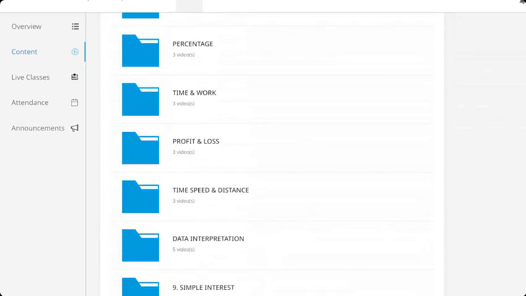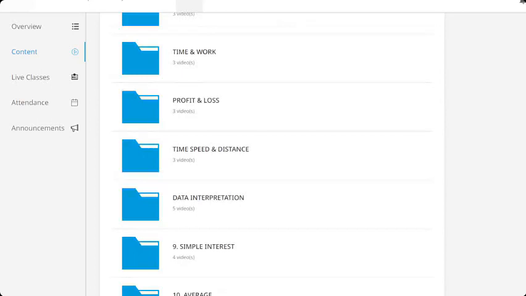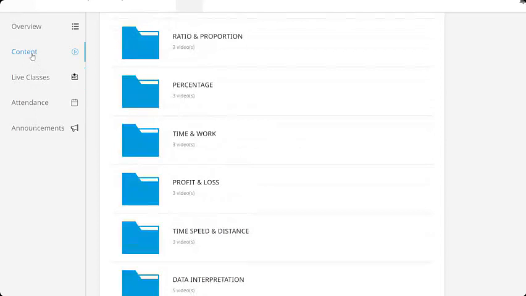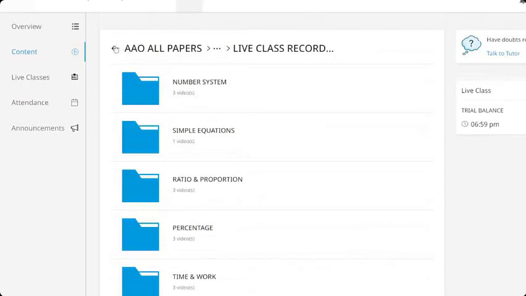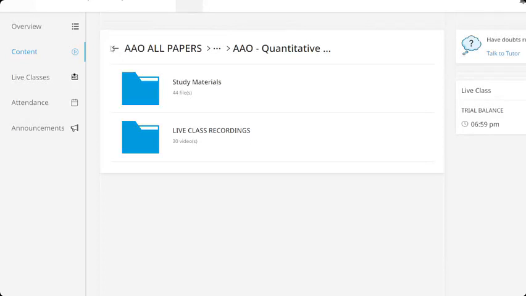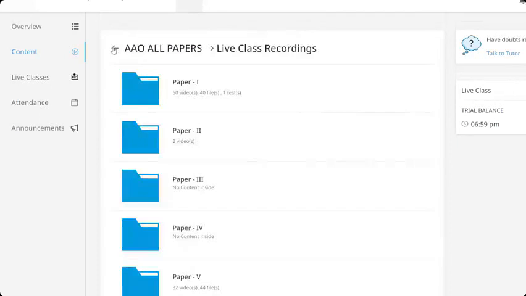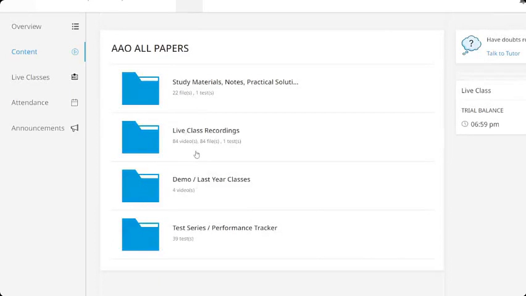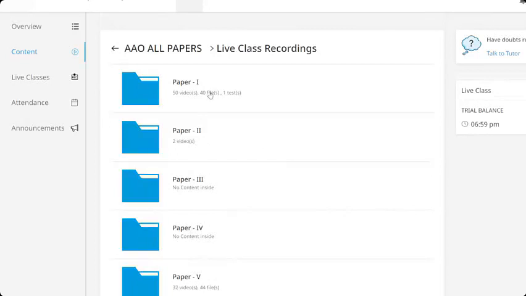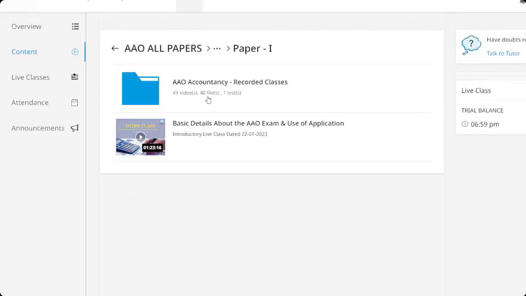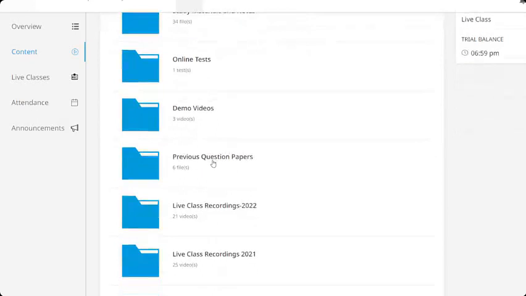If you want to prepare paper 5. In the accountancy class, everything will be discussed from the beginning. Still, if you need anything in advance, you can also get the recorded classes of paper 1. Accountancy recorded classes are there. So many classes are there.